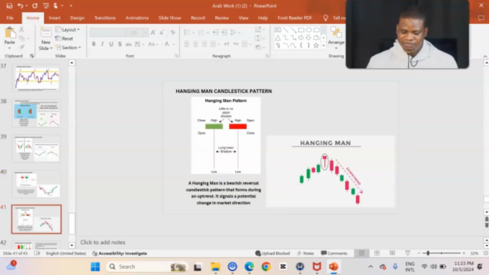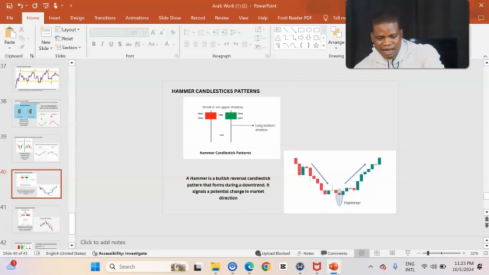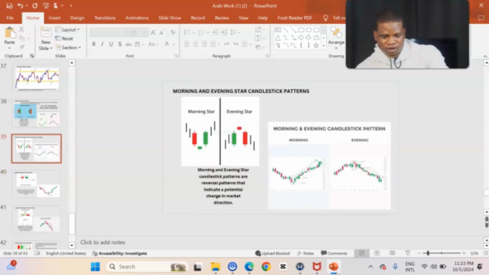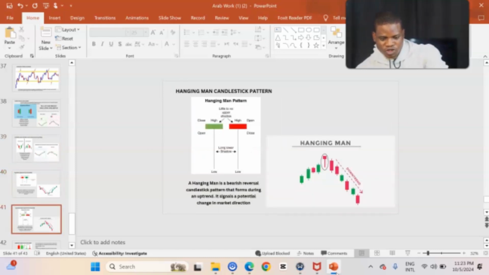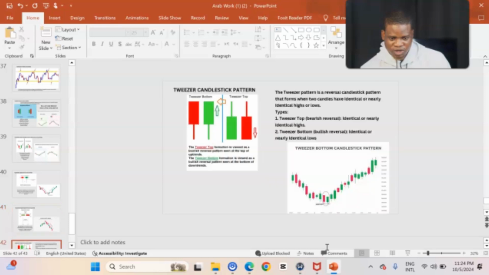Also, we have a hanging man, a man that is hanging. This one is the opposite of the hammer. The hammer is a bullish reversal. The market is going down, you see a hammer, it goes up. With the hanging man, the market is going up, you see the hanging man, and the market starts moving downtrend. When we get to the analysis part of technical analysis, we'll talk more about that.